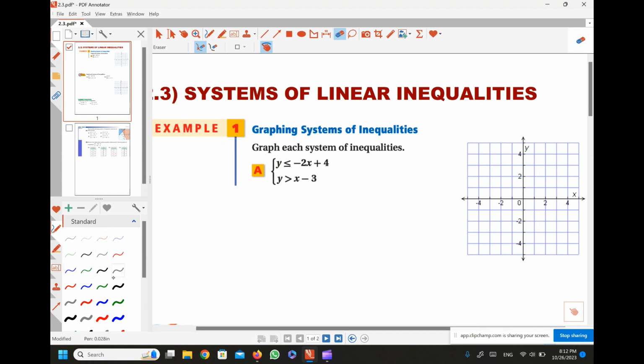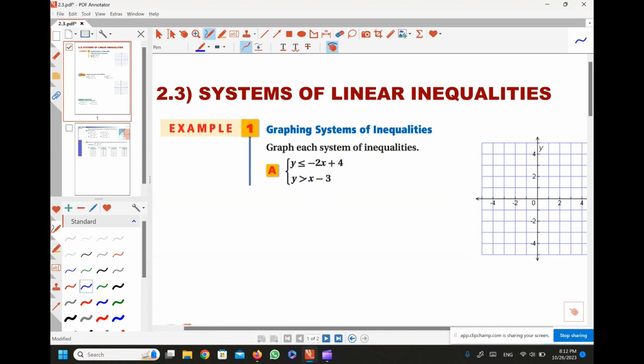First question, example 1. It is y is less than or equal to negative 2x plus 4, y is greater than x minus 3. So let's solve them separately, one by one. Find their intercepts, plot the points on the coordinate plane, and shade the corresponding region. Do the same for both, and just take the common region. So let's see how it works.